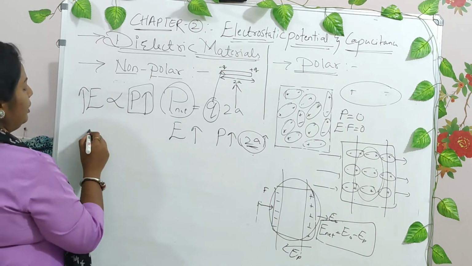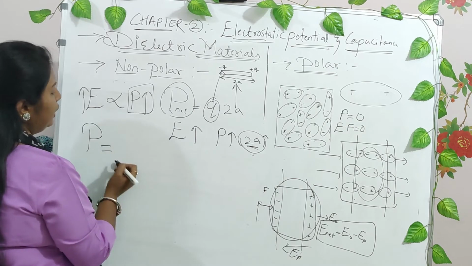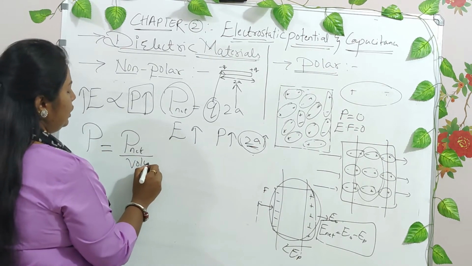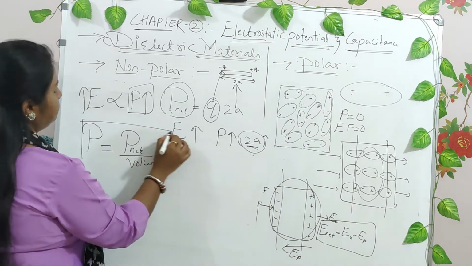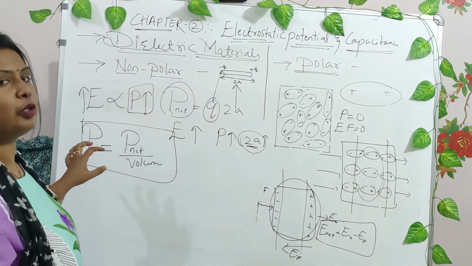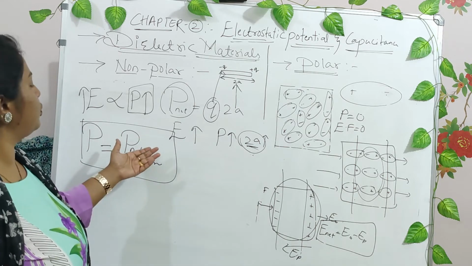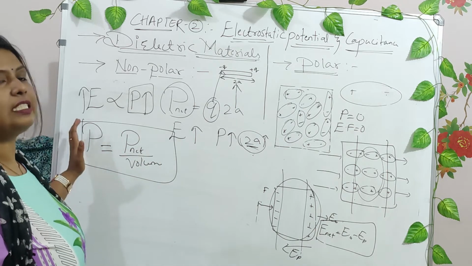And how do you define polarization? Polarization can be defined as the net dipole moment that is produced to that of the volume, right? Now this is the definition of polarization. More the amount of the dipole that is produced to that of the volume, the polarization increases.